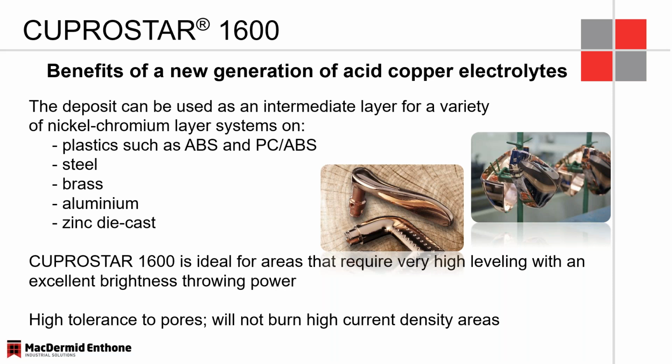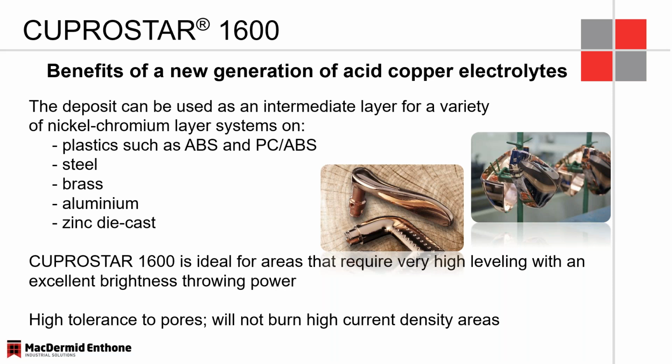So again, it is promoted heavily for plastic, but we can utilize it for steel, brass, aluminum, and zinc die cast. It's ideal really when I need high leveling, excellent brightness, and throwing power. We have a customer that is utilizing this process on aluminum for wheels. So we think about really needing great leveling, especially in the lows, being able to throw into those lows. We've been able to do this very well with the CUPROSTAR 1600 process. Again, high tolerance to pores, and really won't burn in those high current density areas.